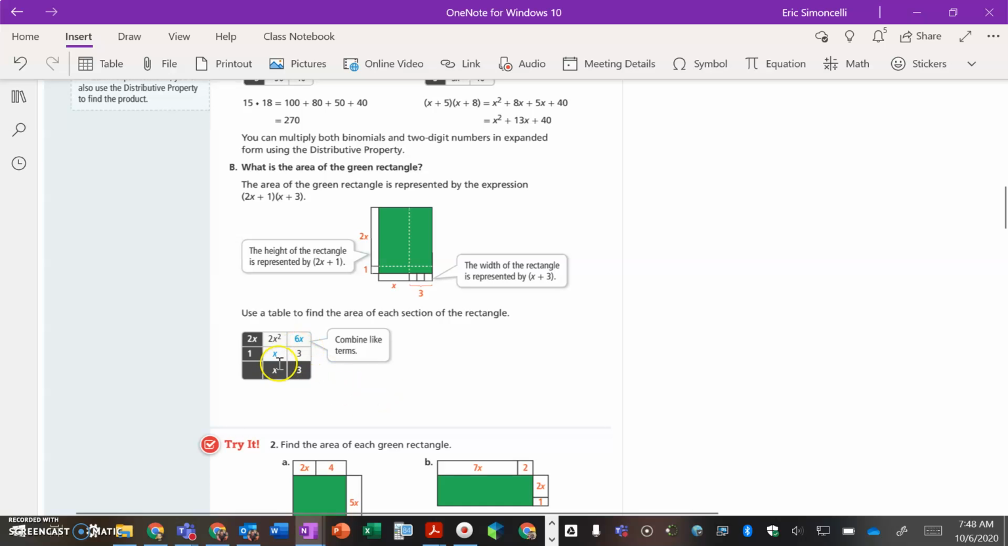Let's combine the like terms, as they suggest here, in the next step, which lends itself to the following. 2x squared plus what? 6 plus 1 is 7, so 7x. And then lastly, just 3. Again, the product of these two polynomials is a polynomial. So 2x plus 1 by x plus 3 multiplying is, in a sense, very much like multiplying a length and a width of a rectangle to get the area.